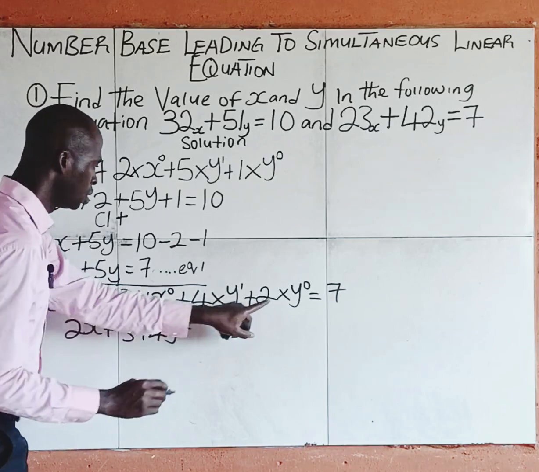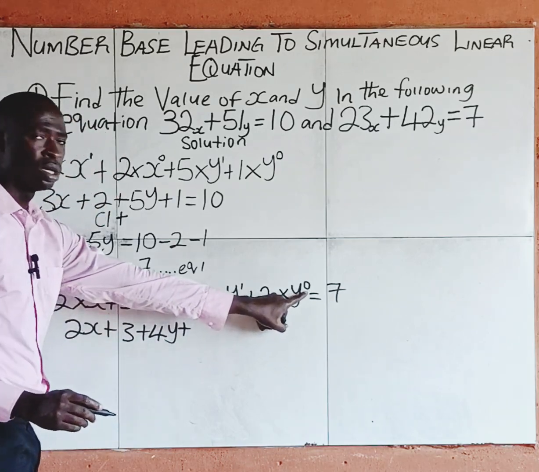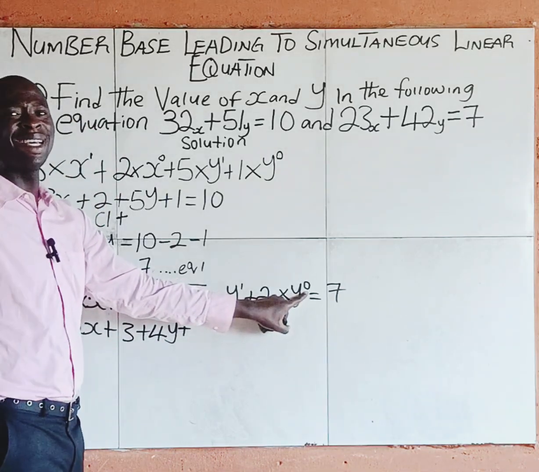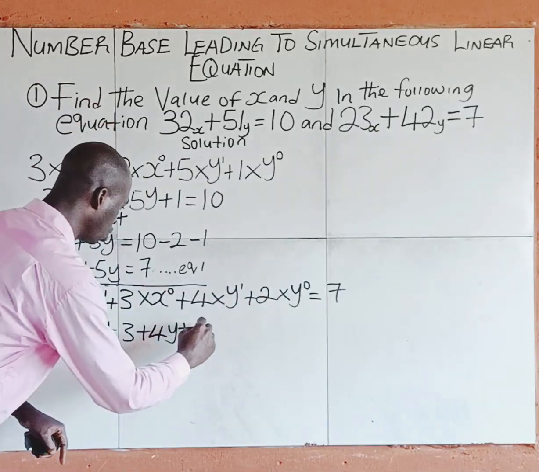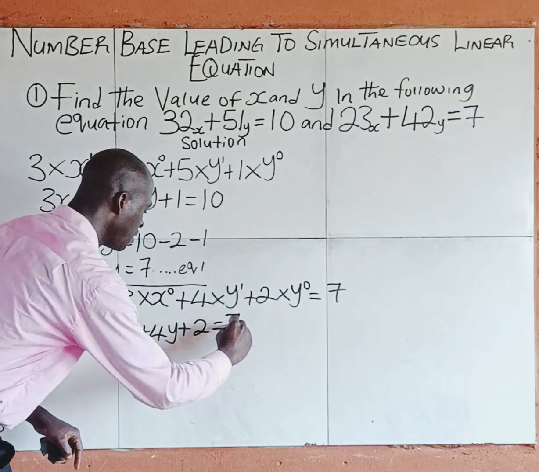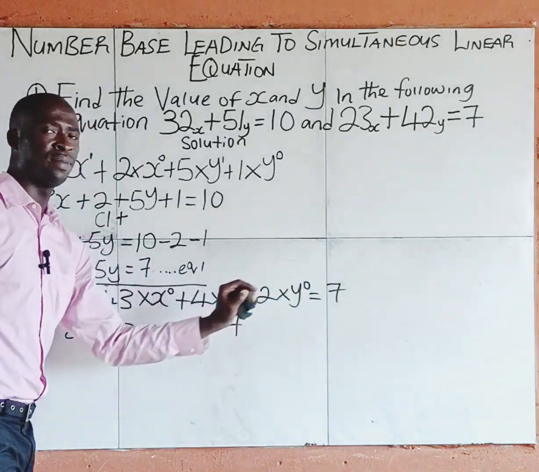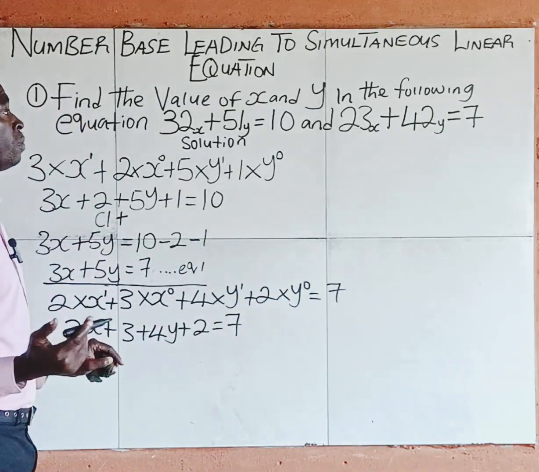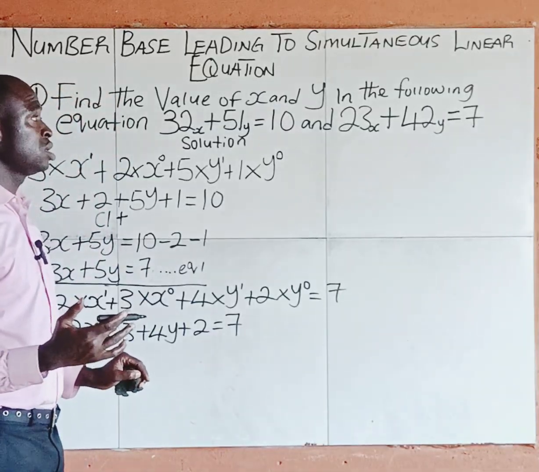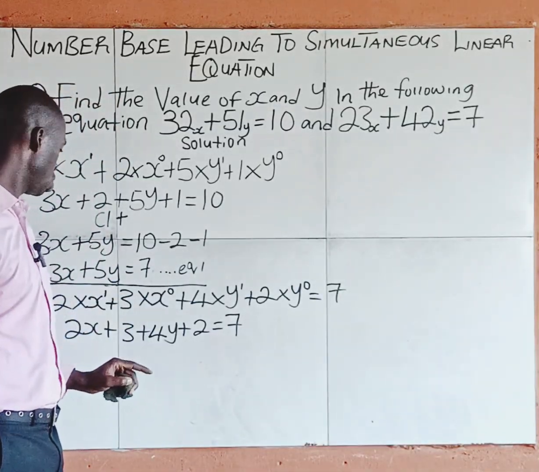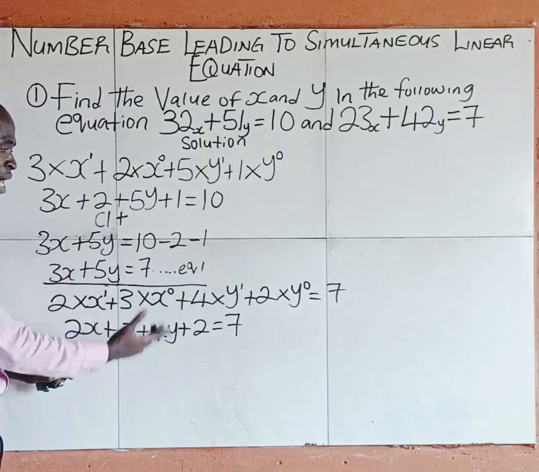Can you see for yourself? Plus 2 multiplied by, remember, this is y raised to the power of 0. Anything raised to the power of 0 is 1. So here becomes 2 times 1. 2 times 1 will give us what? 2, equal to 7. Remember, you are not going to touch this one because I told you initially that any number without a base, any digit without a base, is assumed to already be in base 10. So therefore, this is what we currently have now.